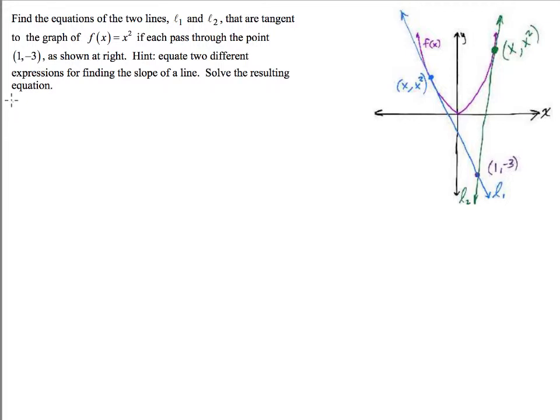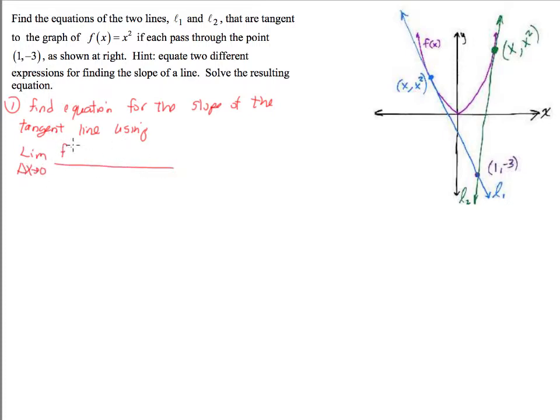I'm going to start this problem by figuring out the equation for the slope of all the tangent lines to the curve f of x. We will do this by using our limit definition. So the limit as delta x goes to 0 of f of x plus delta x minus f of x over delta x. So that'll give me the limit as delta x goes to 0 of (x plus delta x) quantity squared minus x squared over delta x.